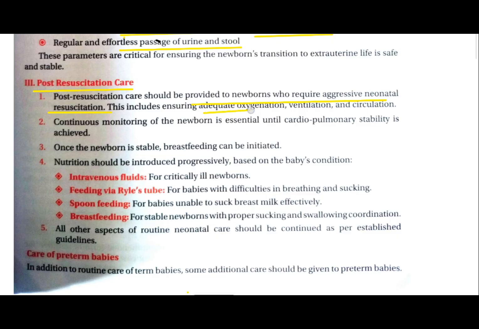It includes adequate oxygenation. We can insert an ET tube, an endotracheal tube, for ventilation, circulation, and continuous monitoring of the newborn. This is also very important. Continuous monitoring of the newborn is essential until the cardiopulmonary system is stabilized. We have to give continuous observation and resuscitation care to the baby, right?